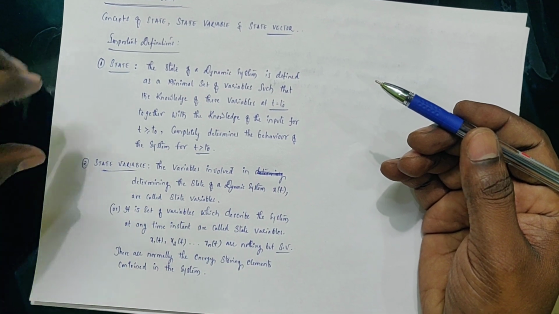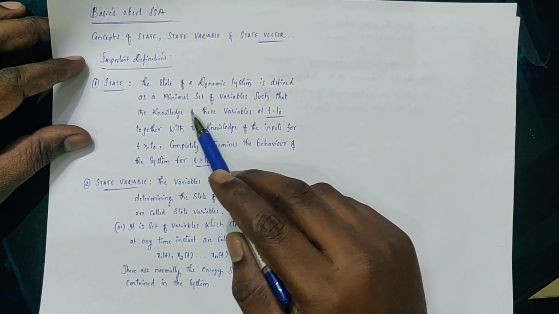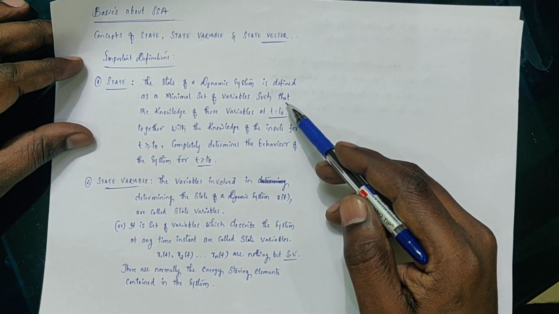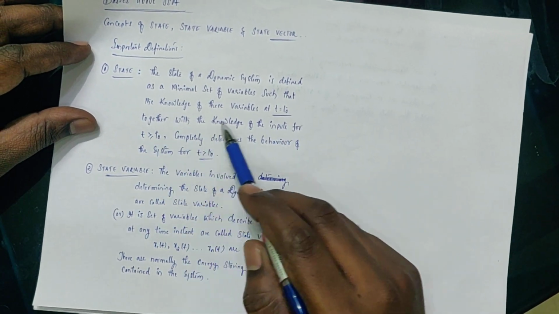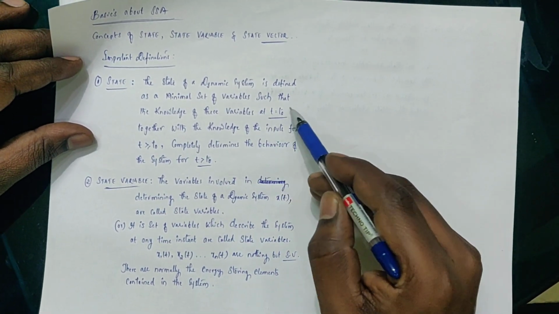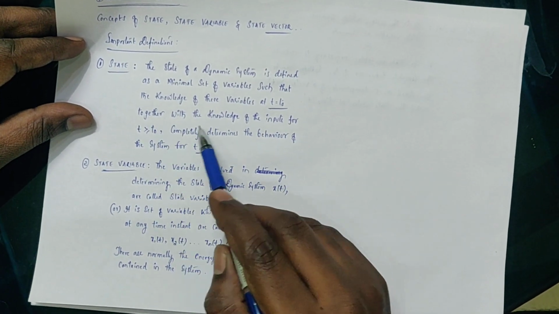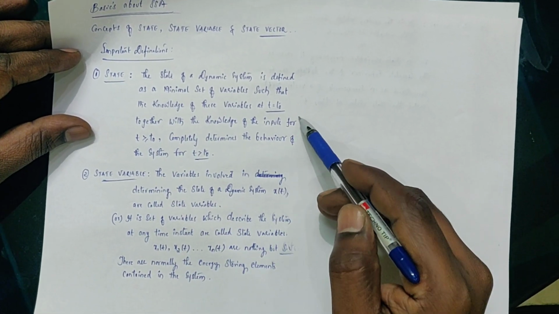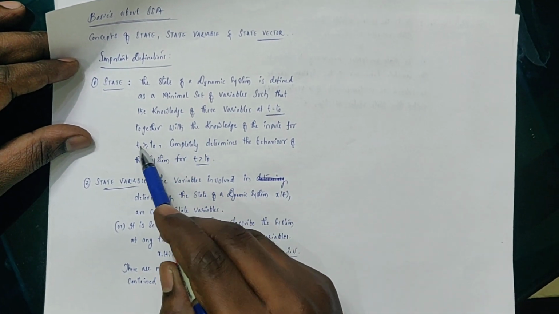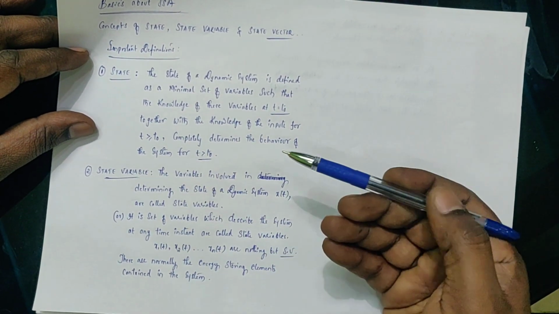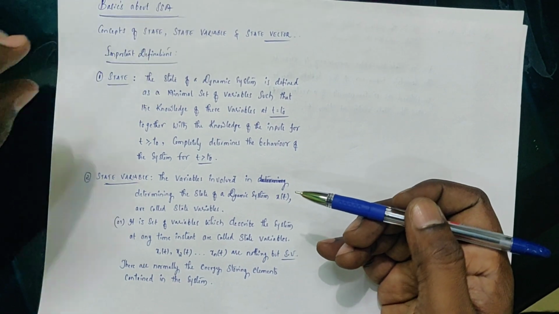The state of a dynamic system is defined as the minimal set of variables such that the knowledge of these variables at t equal to t naught, which is the initial conditions, together with the knowledge of the inputs for t greater than t naught, completely determines the behavior of the system for t greater than t naught.